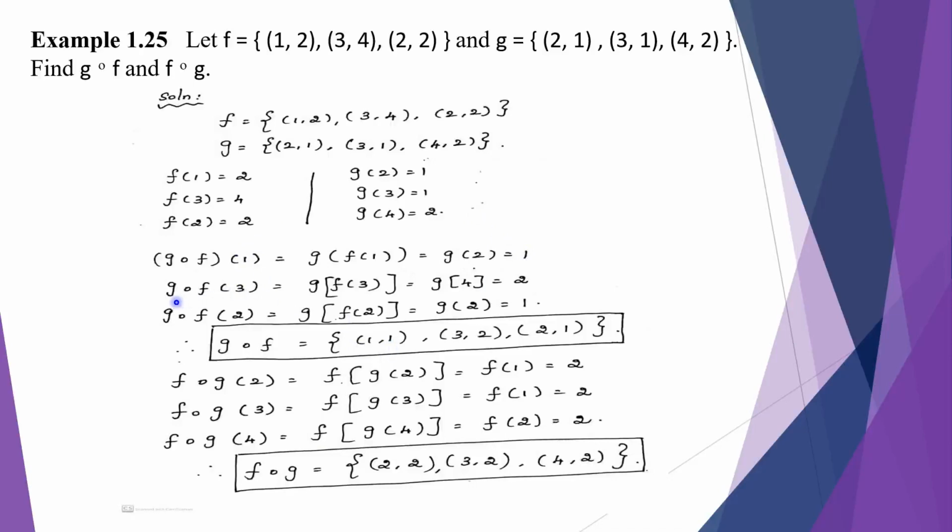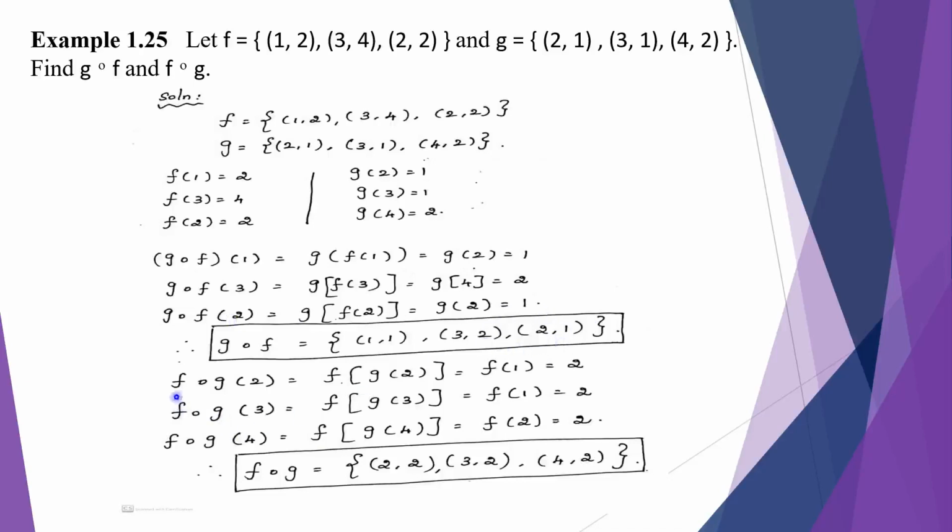Similarly, how to find G composite F of 3. Removing the composite symbol and putting brackets, we get G of F of 3. The answer for F of 3 is 4. So G of 4 comes. G of 4, the answer is 2. So the answer is (3, 2), that is written here. Next, substitute 2 in g composite f. Next, removing this composite and putting brackets, we get g of f of 2. The answer for f of 2 is given here as 2. So g of 2 comes. What is the answer for g of 2? 1. So the answer is (2, 1).